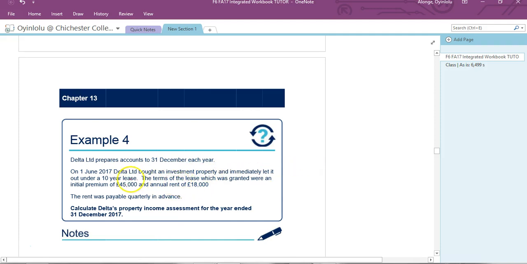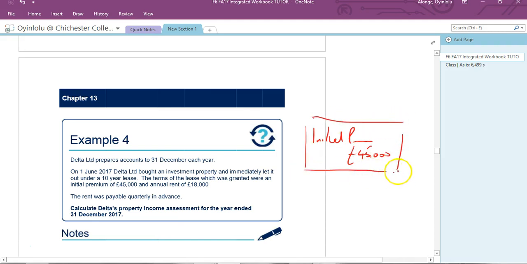It says that on the 1st of June, Della bought an investment property and immediately let it out under a 10-year lease. She's granted it at 18,000 and at an initial premium of 45,000. So she is going to get some money, and some of this is income, and some of this is capital.